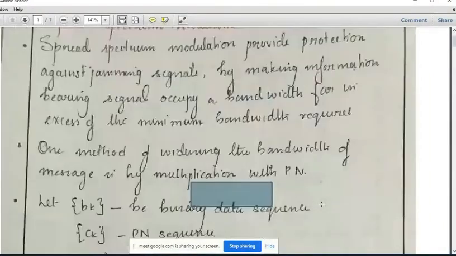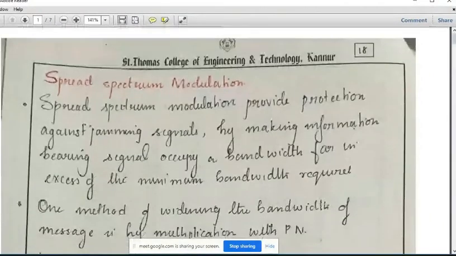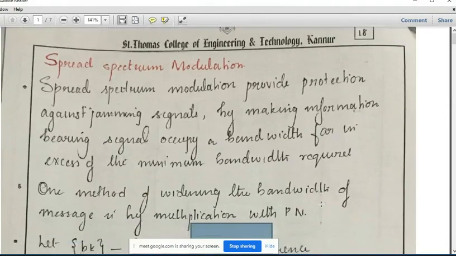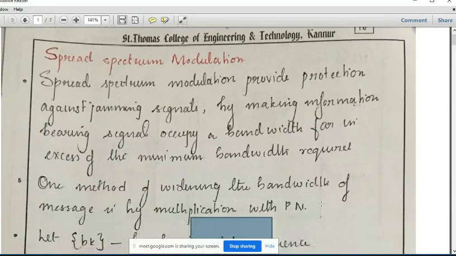So basically, spread spectrum modulation provides protection against jamming signal. It provides protection against jamming signal by making the information bearing signal occupy a bandwidth which is far in excess of the minimum bandwidth required. And one method of widening the bandwidth of the message is by multiplication with the PN signal.